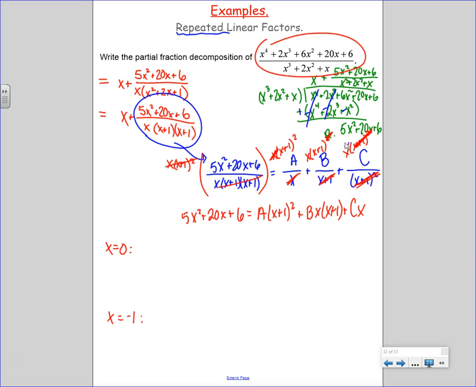If we plug in 0, 0 plus 0 plus 6. 6 equals. If I plug in 0, 1 squared times A is going to be 1A. If I plug in 0, 0 times 1 times B, but 0. If I plug in 0, yes. So what do I already know?